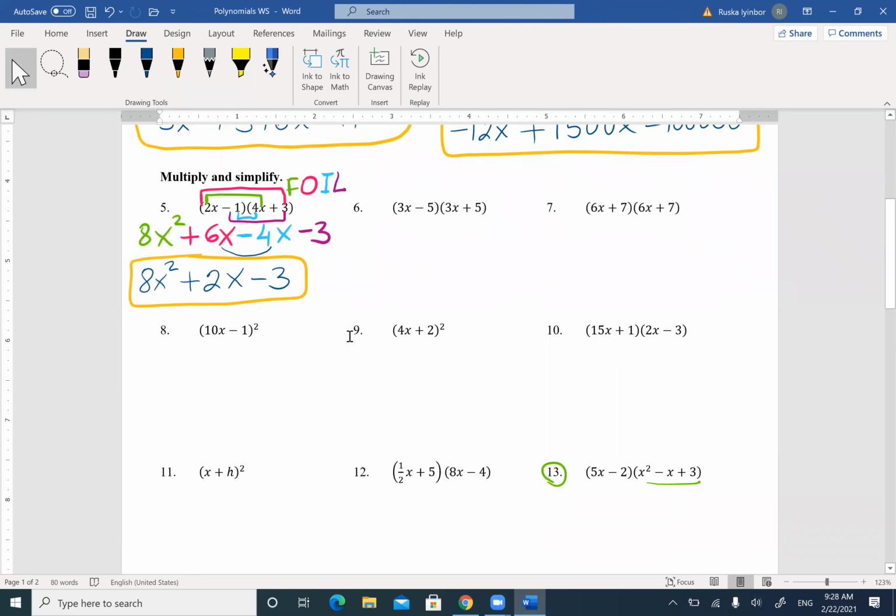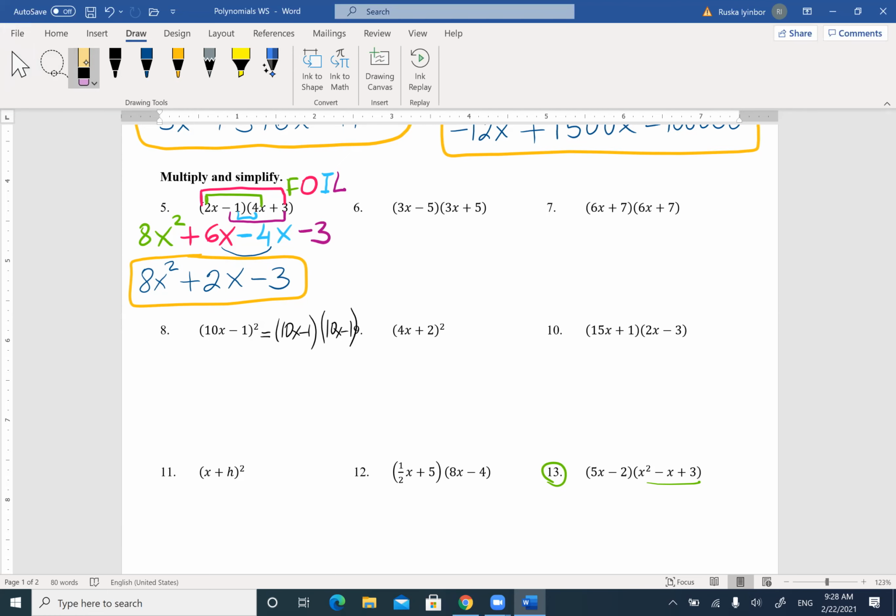They are squares, but you're going to do the same, because square means multiply 2 times by itself, right? So if I have number 8, 10x minus 1 squared, I'm not just going to square 10x and 1. I need to multiply. So this is the same as 10x minus 1 times 10x minus 1. So I'm multiplying it 2 times by itself. Okay? So keep that in mind.